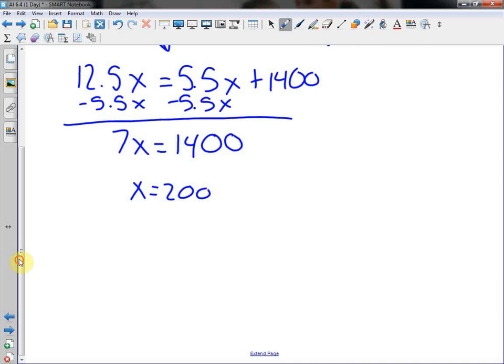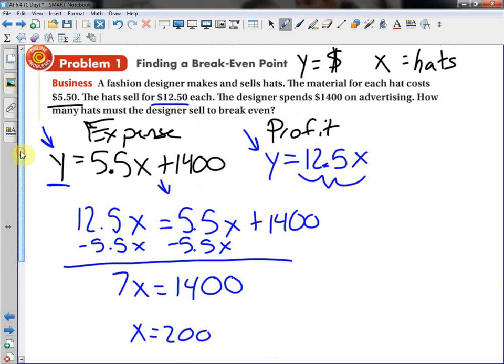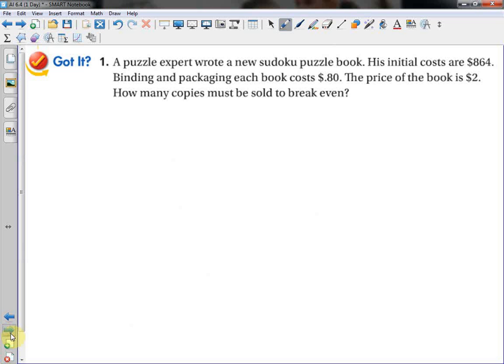So x stood for hats. So that tells me I need to sell 200 hats to break even. If I sell less than 200 hats, I lose money. If I sell more than 200 hats, I make money. So that's a break-even type of problem, which you will be doing on your first group of problems. Here's number 1. Go ahead and pause and do this one. Refer to the previous problem in your notes to help you through it.